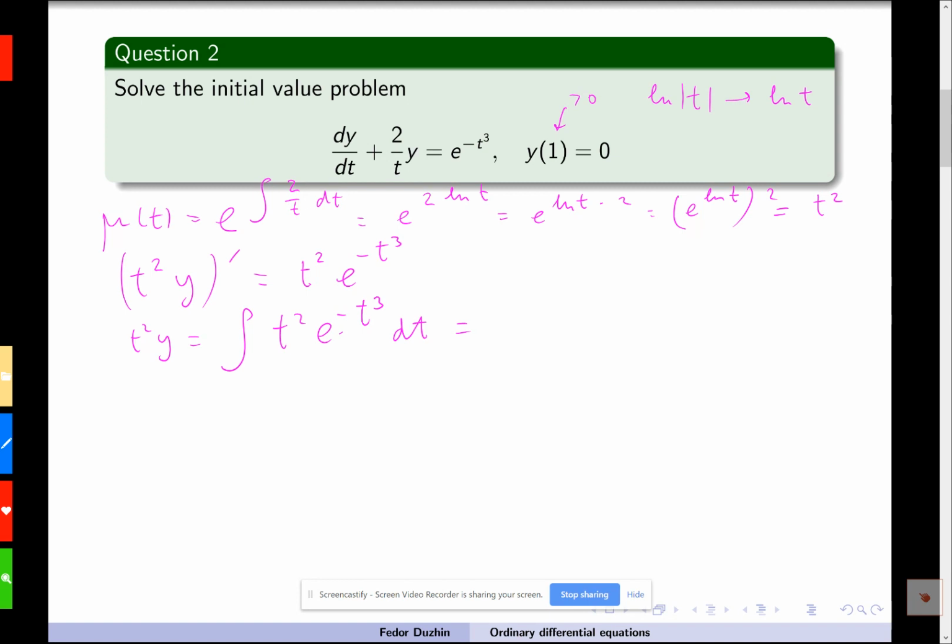Now you can do it by the u substitution. It's a very simple integral, it is just e to the minus t cube with some coefficient. Now imagine that if you differentiate e to the minus t cube, you're going to get minus 3t squared, and you've only got 1t squared. So in order to cancel this minus 3, I'm going to multiply by minus 1/3. So now this is correct. So plus constant.